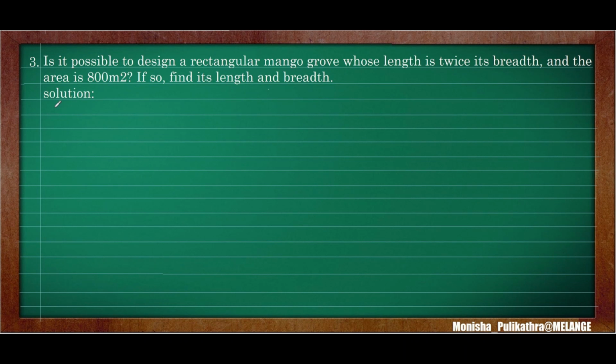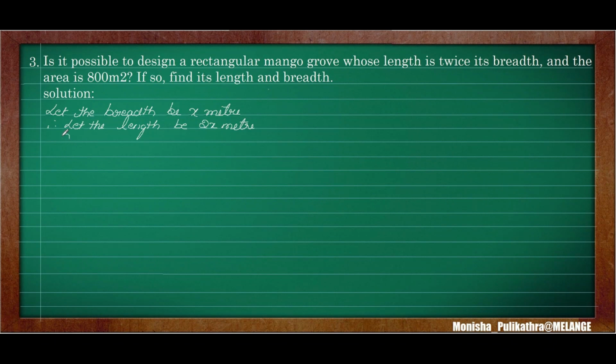So first, here length and breadth are not given. So let the breadth be x meters. Here they have given that length is twice its breadth. Therefore let the length be twice its breadth, which means 2x. So 2x meters.